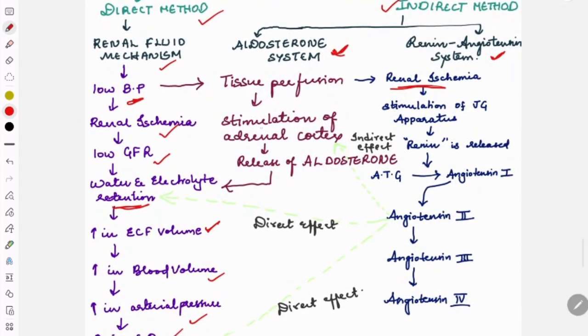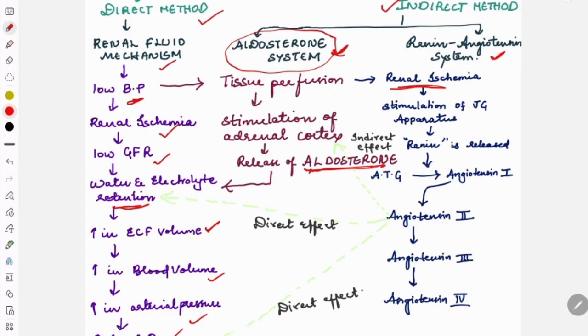The decreased tissue perfusion will lead to stimulation of the adrenal cortex. So the adrenal cortex is getting stimulated. The adrenal cortex is present in the adrenal glands. Okay, that will cause the release of aldosterone. This is very important. This aldosterone will cause water and electrolyte retention. So this is how the water and electrolyte retention occurs. Okay, this is about the aldosterone system. So the aldosterone is released whenever there is decreased tissue perfusion, and that will lead to water and electrolyte retention, and ultimately it will lead to an increase in BP.